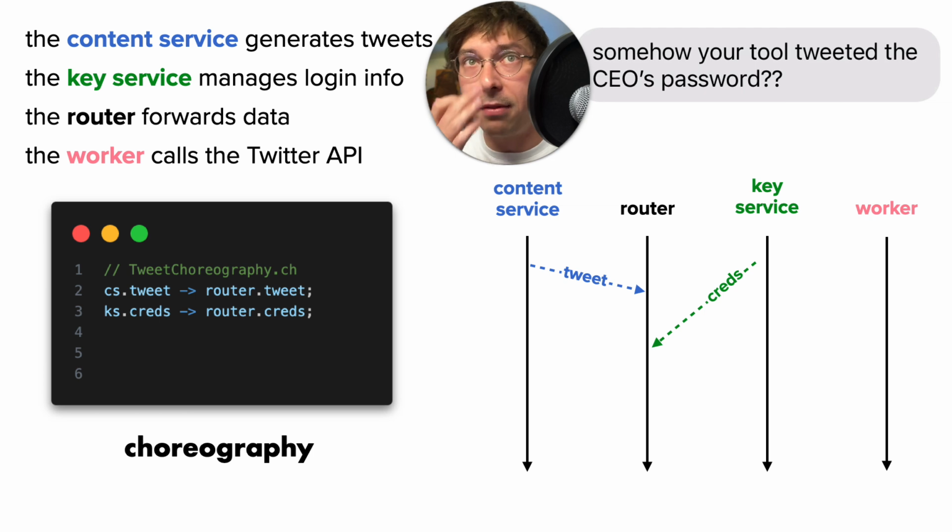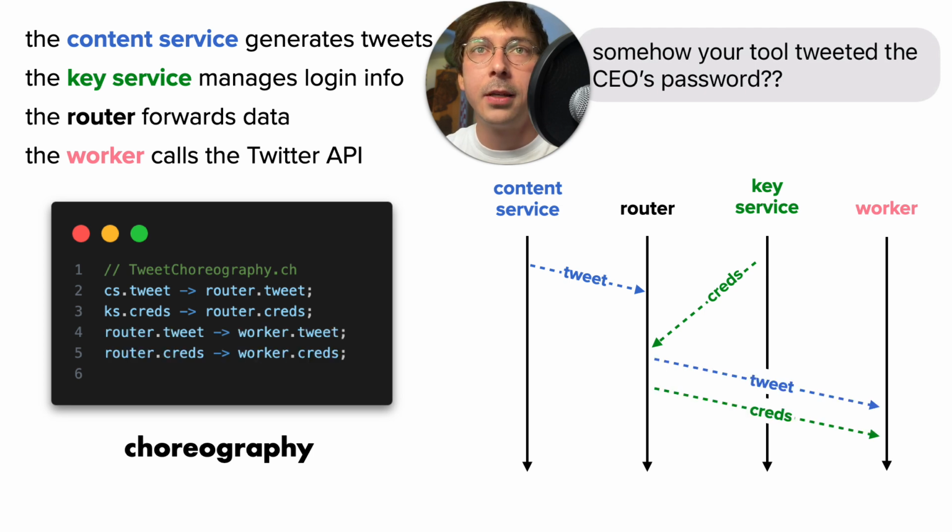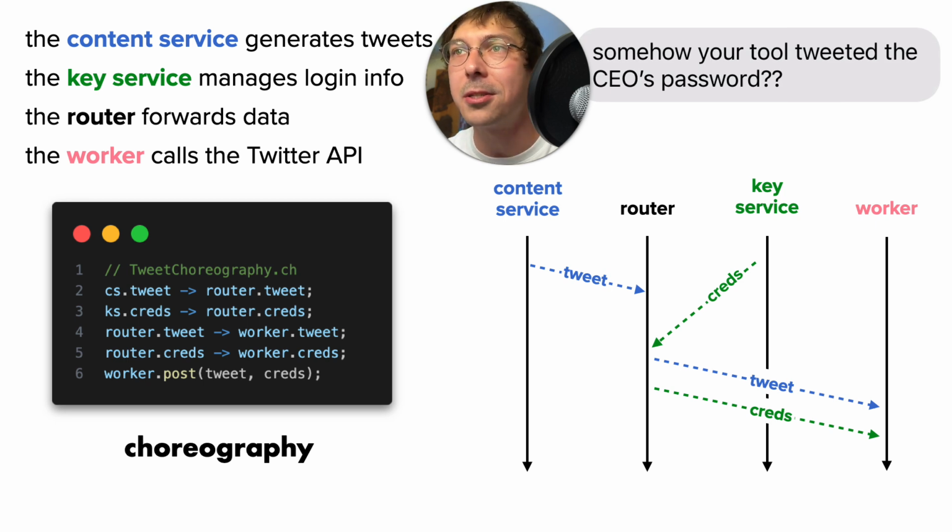Then on line 3, we have the key service sending the credentials, so the login information for the Twitter API, over to the router. And then on lines 4 and 5, we have the router sending the tweet to the worker and the credentials to the worker, and that gets you the code on the right. Or it gets you that code on the right if you are using an ordinary traditional choreographic language. But remember, we've patched the compiler to generate futures. So instead of waiting to send the tweet until we get the credentials, we're going to... oh yeah, and also the worker posts the tweet once it gets those results.